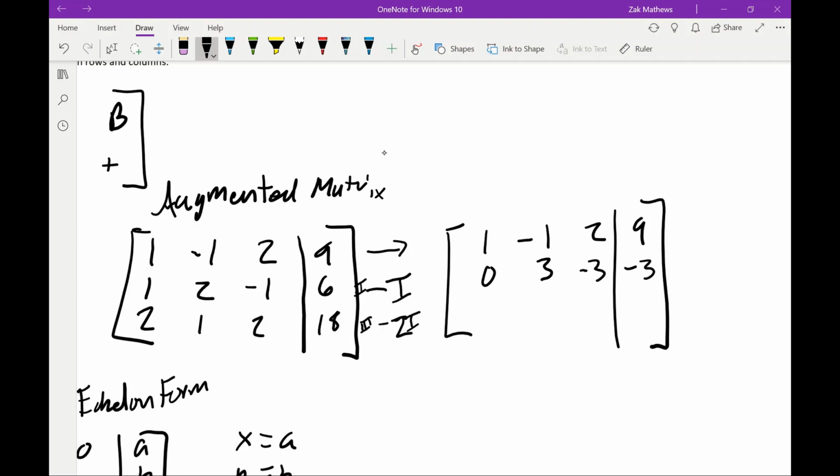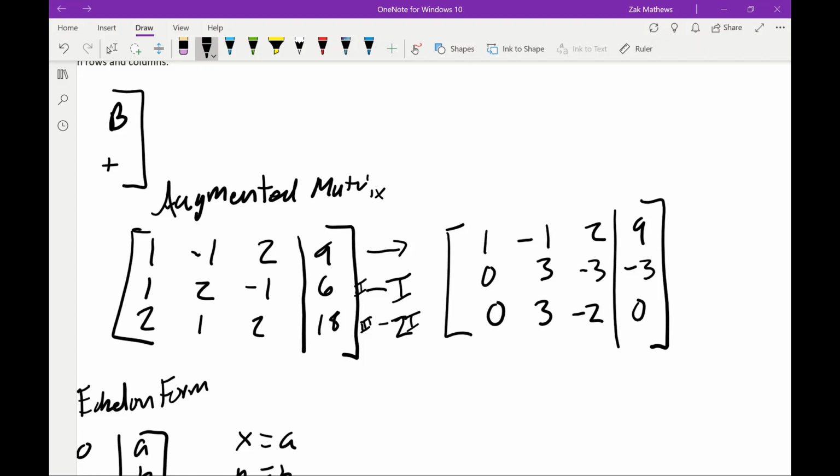So we'll have 2 minus 2 times 1. That's 0. 1 minus 2 times negative 1. That's going to turn into a plus 2. So 1 plus 2 is 3. Then we have 2 minus 2 times 2. So that's 2 minus 4, that's a negative 2. And we have 18 minus 2 times 9. 2 times 9 is 18, so 18 minus 18 is 0. So our third line, we have 3, negative 2, and 0.